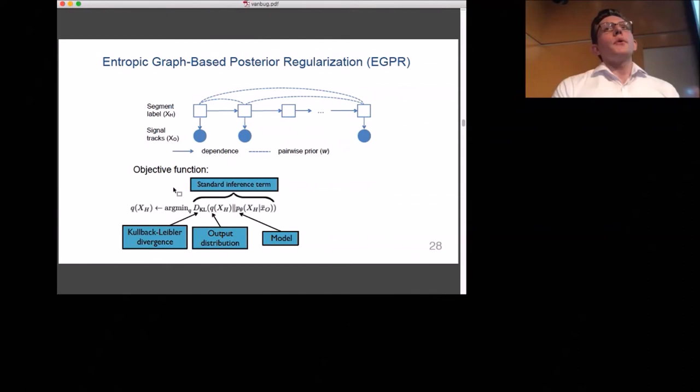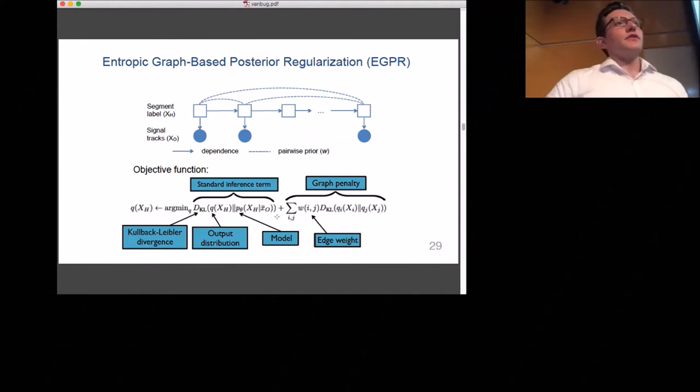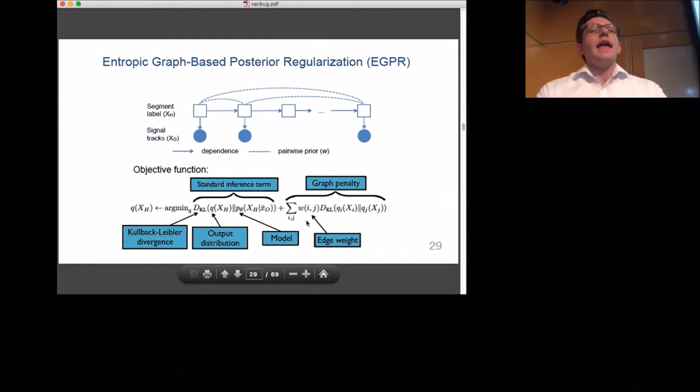But we're additionally adding a form of regularization. So regularization is a very common thing to do in all types of optimization, where you add an extra term to the objective that expresses some property that you would like the solution to have. So in this case, we add a regularization term that penalizes the Kullback-Leibler divergence between the distributions Q_i of X_i and Q_j of X_j, if there is a strong Hi-C contact between positions i and j, represented by this weight W_ij. So if we optimize this objective function, what we end up with is a distribution over the labels that both matches the probability distribution pretty well and also respects this pairwise prior. Does this make sense?